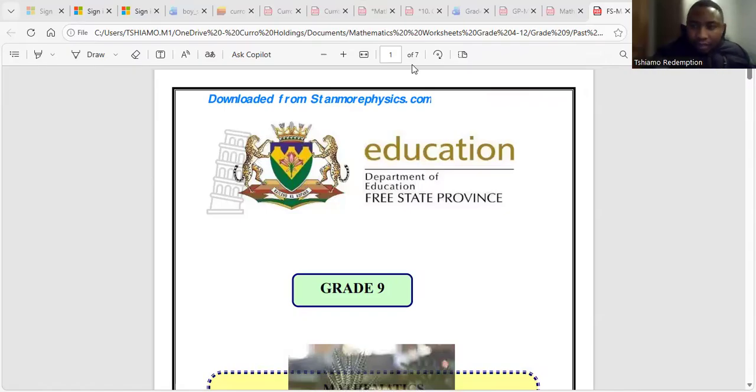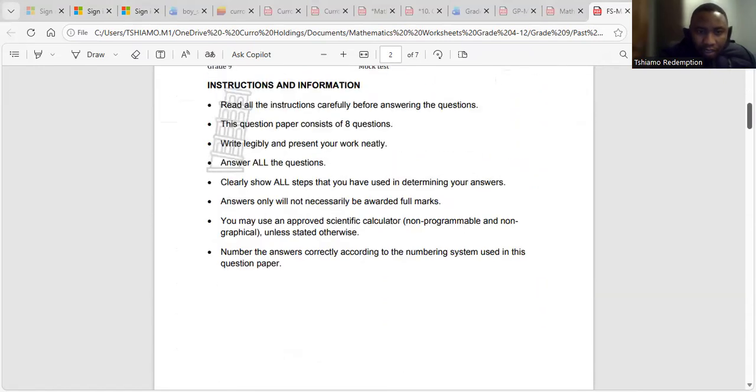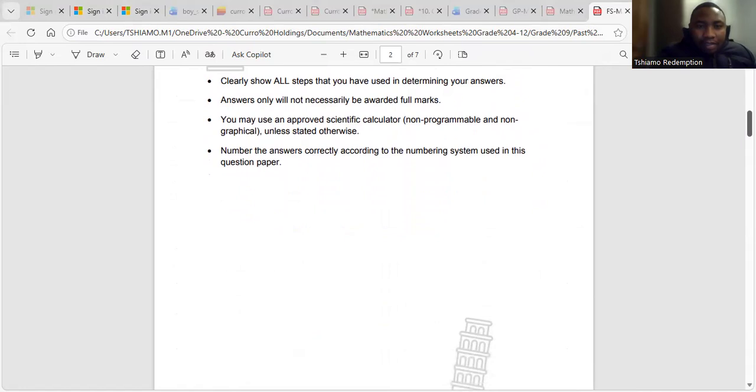Okay, everyone. Grade 9 paper. Let's do this paper in under 30 minutes. So it's a June mock test, a 2024 paper, grade 9. Read through the instructions and all of that.